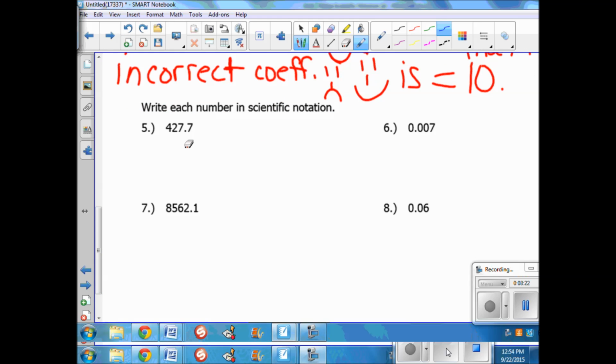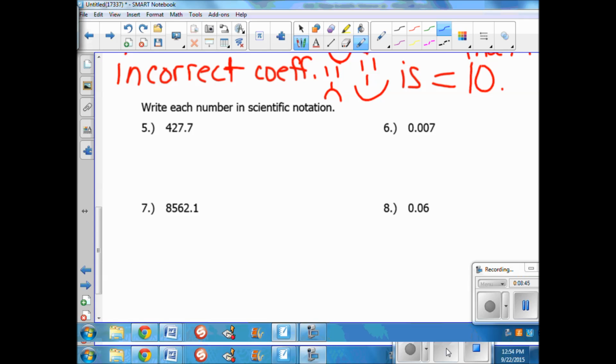Okay, so now we've got to write each in scientific notation. So we have 427 and 7/10. Okay, so let's think about our place value. We're going to put that over to the side. Okay, that's our tenths. Okay, one place after the decimal.